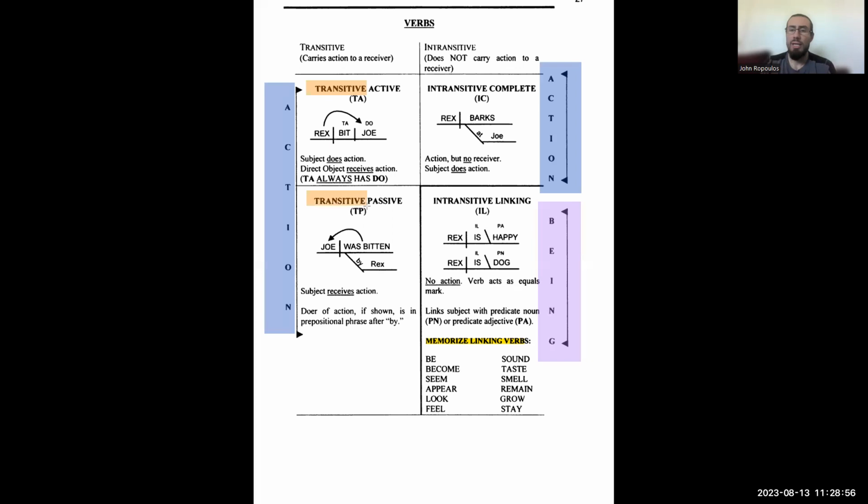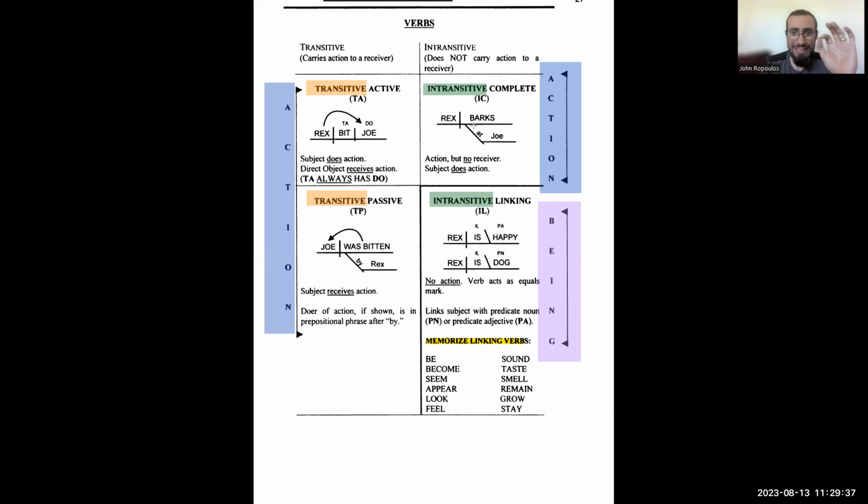And then we have another type, which is those that do not transfer action to a receiver: intransitive. The "in" there is a negation, like "inept" and so on. And then intransitive linking, same thing, does not carry action to a receiver. Obviously, it's a being verb, so of course it's not going to carry any action. The one that is a little strange is this: it's an action verb, intransitive complete, but it doesn't carry action to any receiver. So we'll look at that in a second.